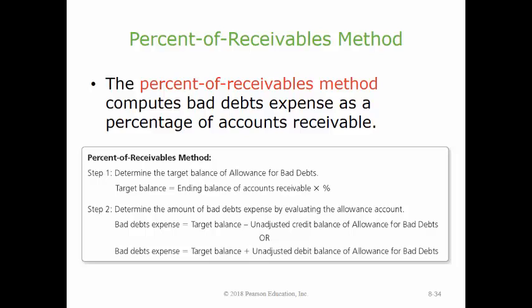The calculation for bad debts expense under the percent of receivables method is a two-step process. First, the company determines the target balance of allowance for bad debts. Then it uses the target balance to determine the amount of bad debts expense.